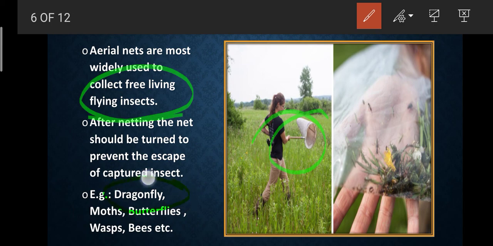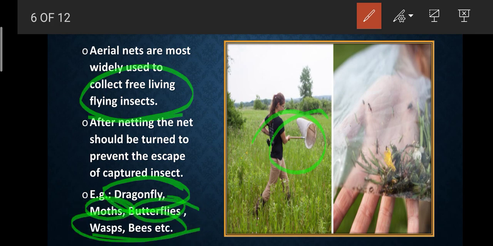The dragonfly is the fastest flying insect. You can collect moths or butterflies or wasps or bees by using this aerial net. After aerial netting, you can turn the net bag over, or hold the net, to prevent the escape of the captured insect.